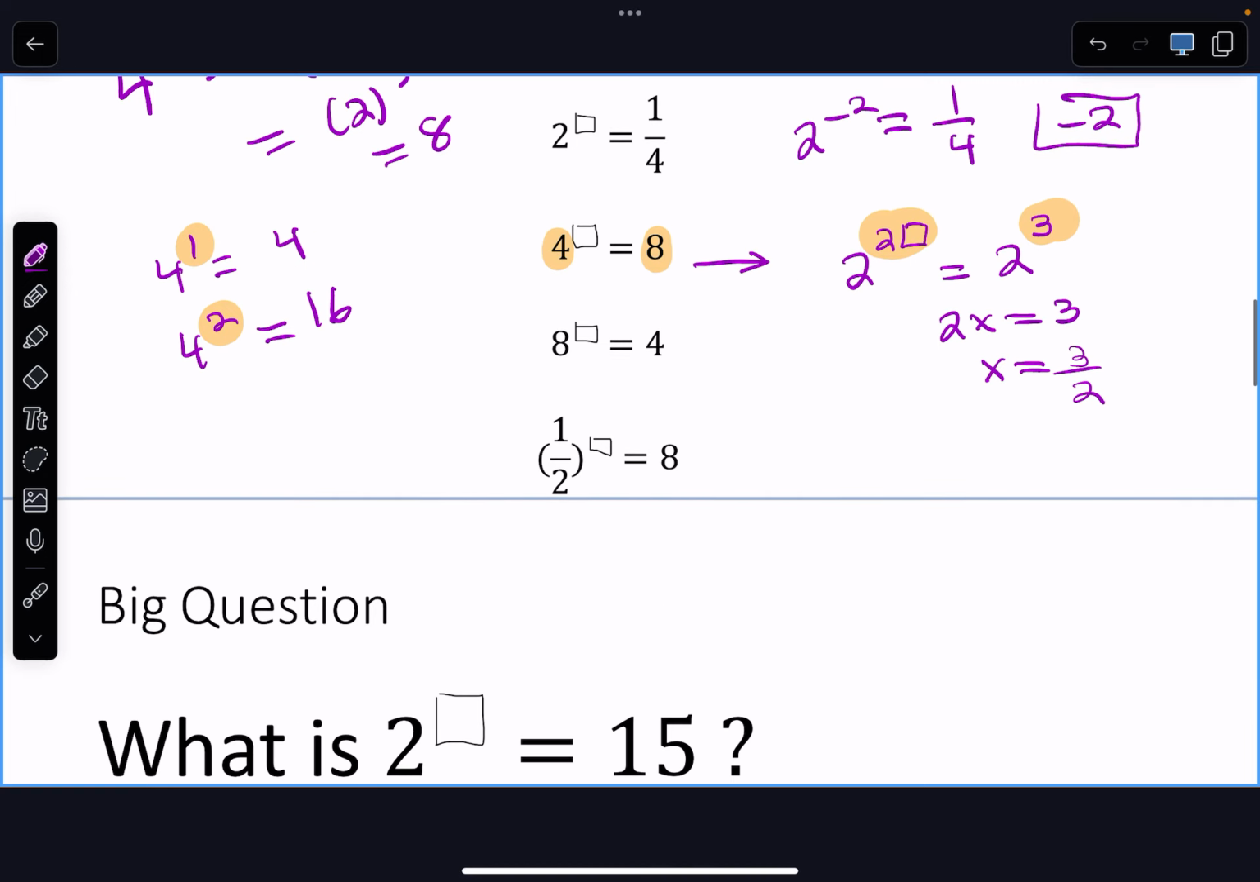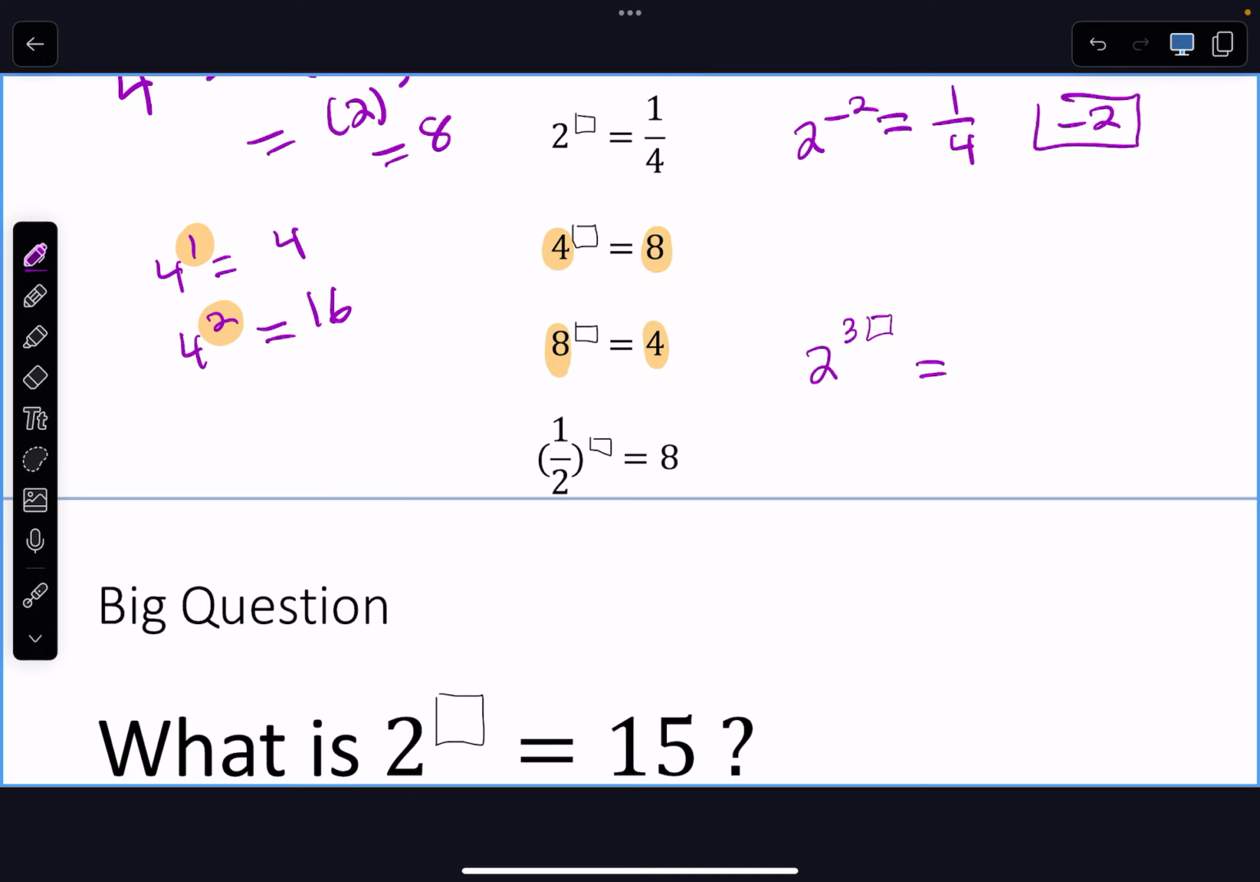All right? You can do the same exact thing for this bottom one. I'm going to highlight 8, highlight 4, 2 to the power of 3 with a square equals 2 to the power of 2.